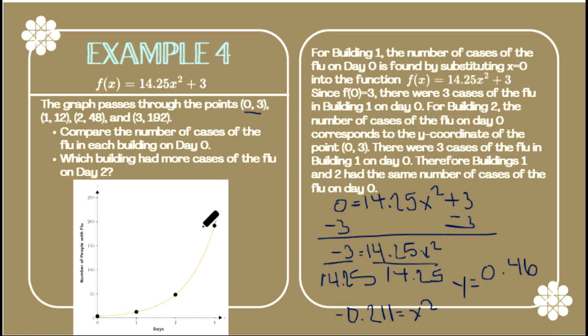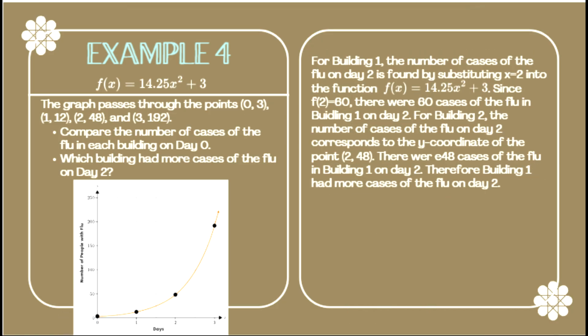Okay. There were 3 cases of the flu in building 1 on day 1. I don't know why they say that, because according to mine, there was 1 case, maybe. And on day 2, they're saying they had the same. Okay. I'm not sure why. If we graph this, it will probably show that it's the same. But that's my math, so whatever, I don't care.